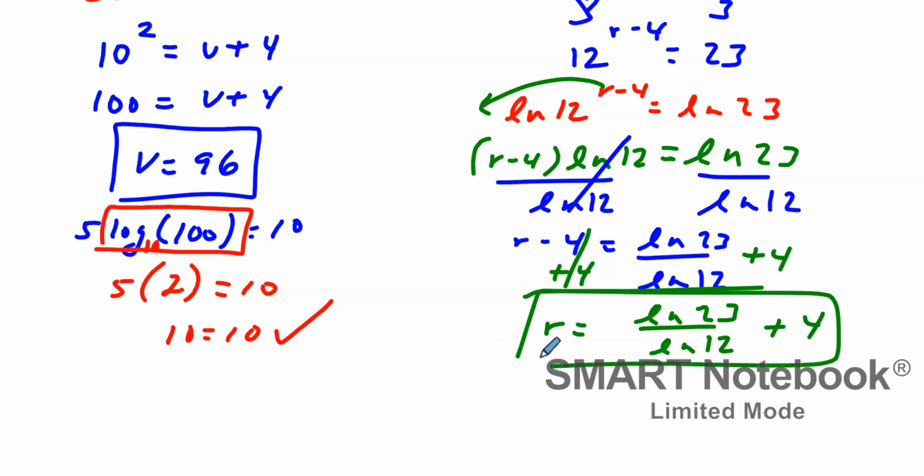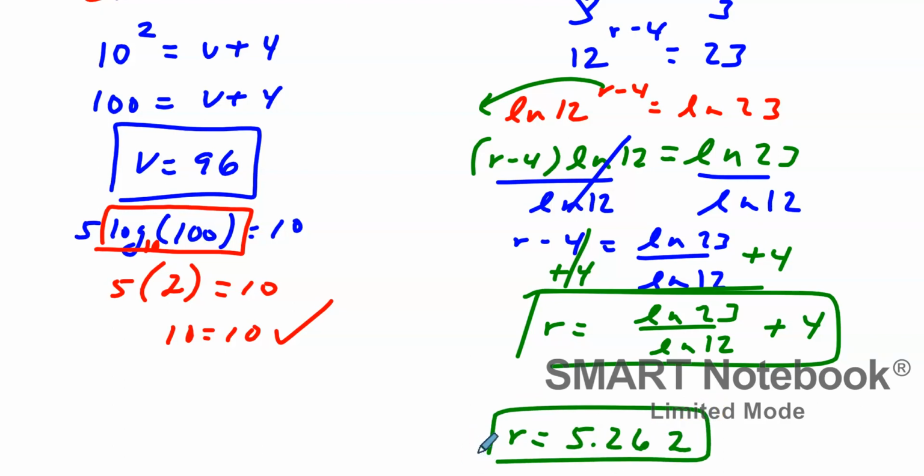But sometimes I will ask you to write this as a decimal. If you take ln of 23 divided by ln of 12 in the calculator, you get 1.262, add 4. So your final answer to the nearest thousandth would be 5.262. Please again check to see that you're getting the same answer.